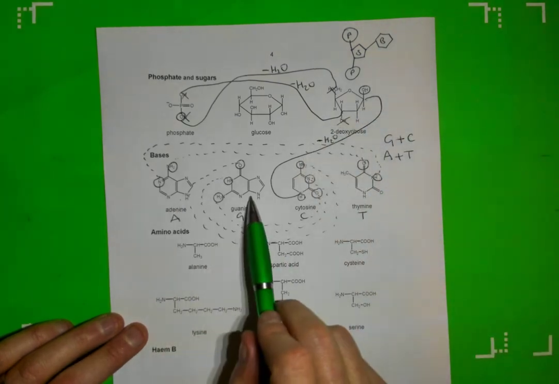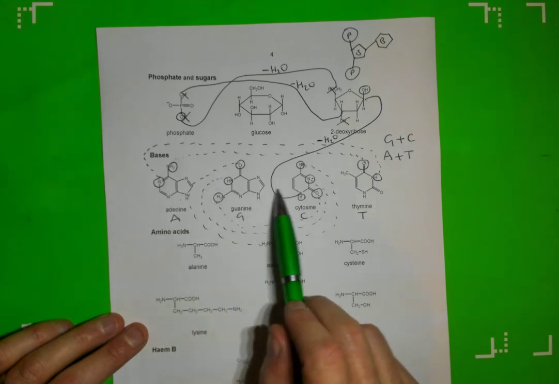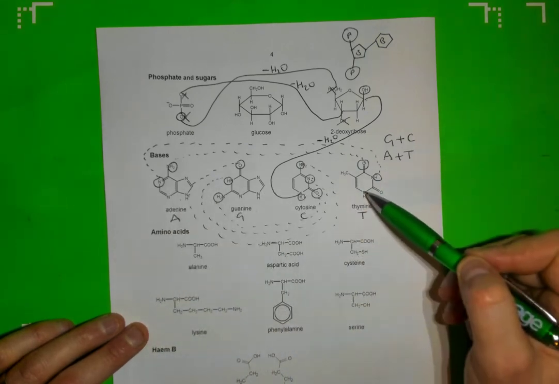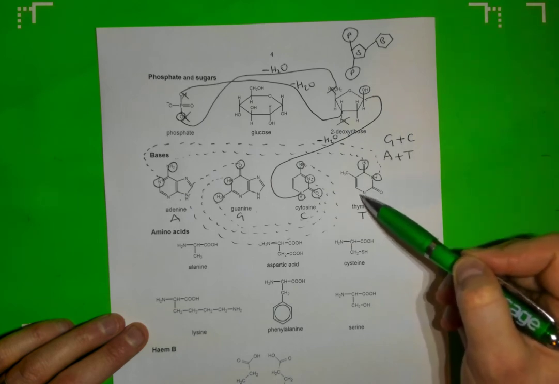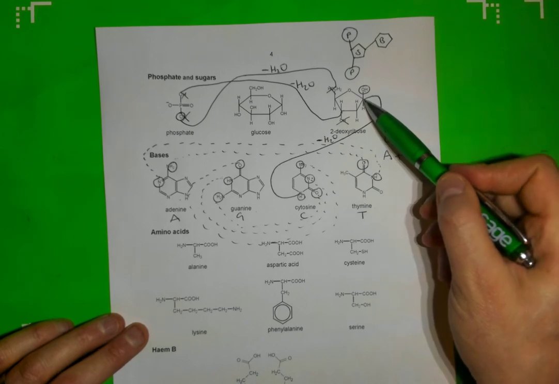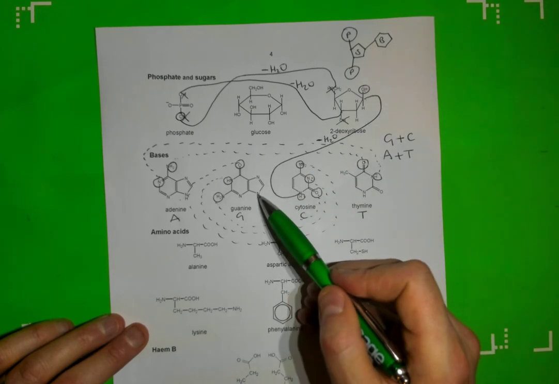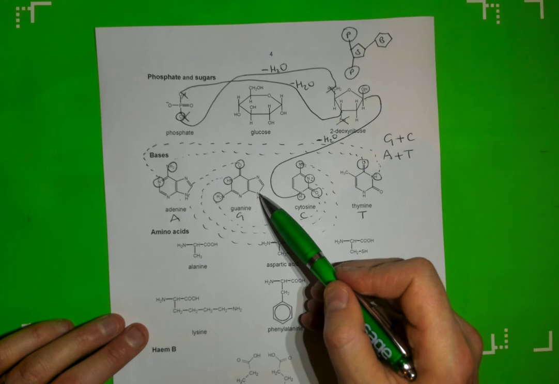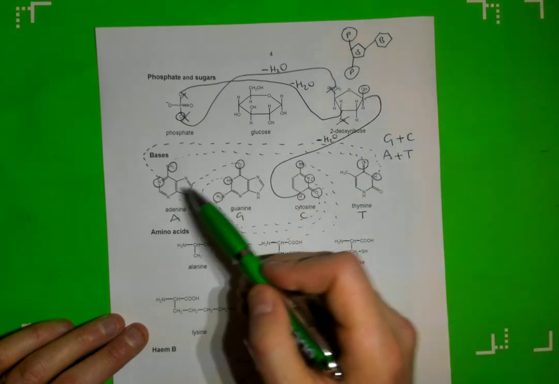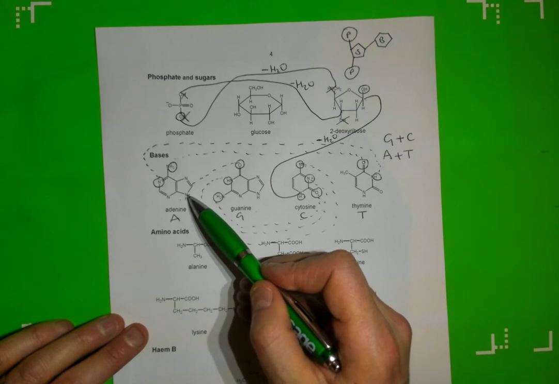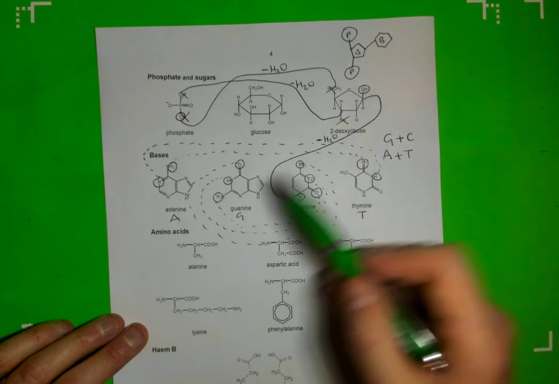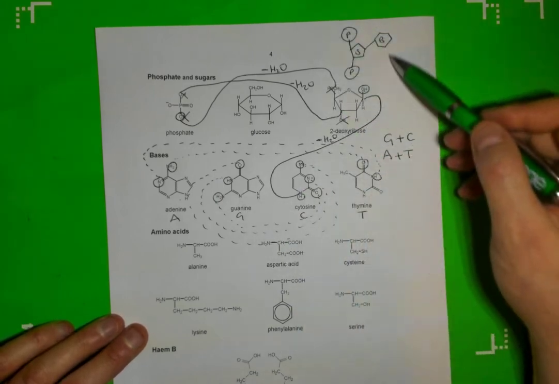Now all of these bases can bond in similar ways. By an H coming off an NH, for example here, and then that nitrogen there would bond to that carbon there. If it was this molecule here, it would be this nitrogen bonding to that carbon. If it was this molecule, it would be this nitrogen here bonding to that carbon. So that's how they bond together to form this kind of structure.